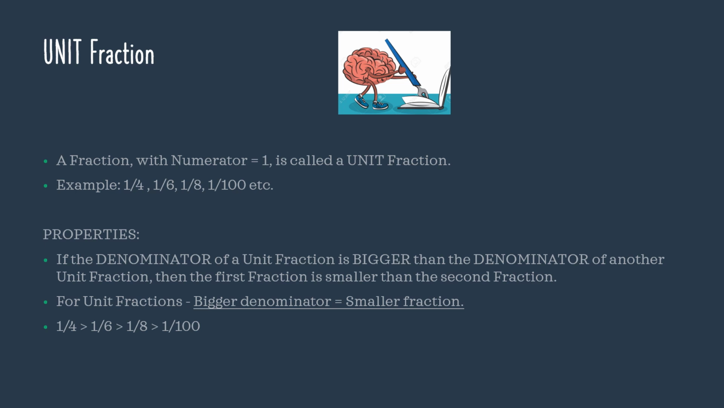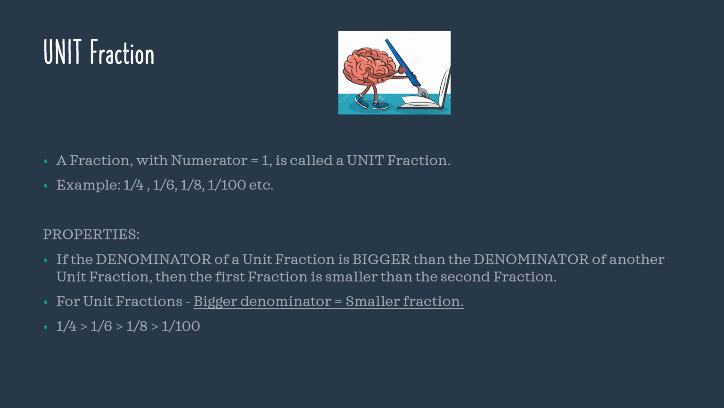What are unit fractions? A fraction with numerator equal to 1 is called a unit fraction. For example, 1 by 4, 1 by 6, 1 by 8, 1 by 100, etc. You can see the numerator is always 1 in these fractions. So what are the properties of a unit fraction?